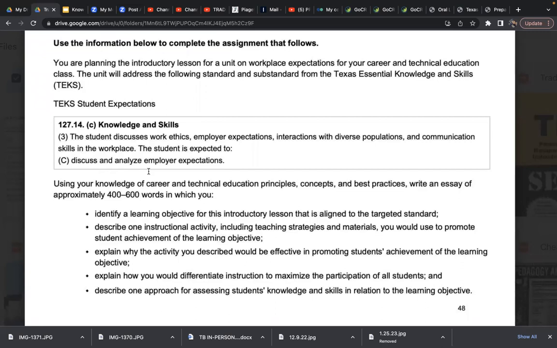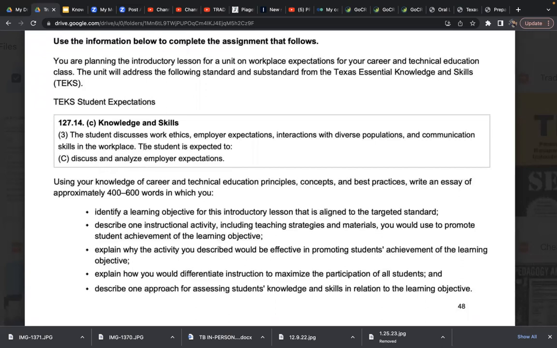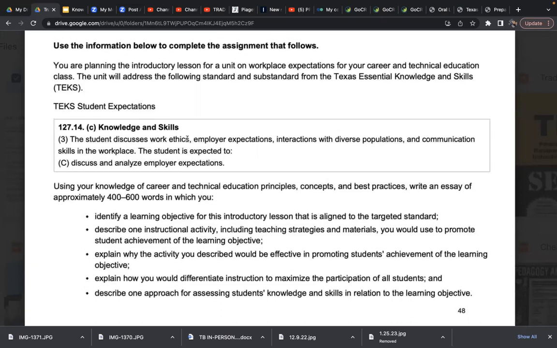So, for instance, the one that they give you here: student discusses work ethics, employer expectations, interactions with diverse populations, and communication skills in the workplace. You have to come up with an objective for this. There are so many characteristics of workplace ethics you could do a lesson about. I always use punctuality because it's the easiest: all you did was show up, but you have to show up on time.